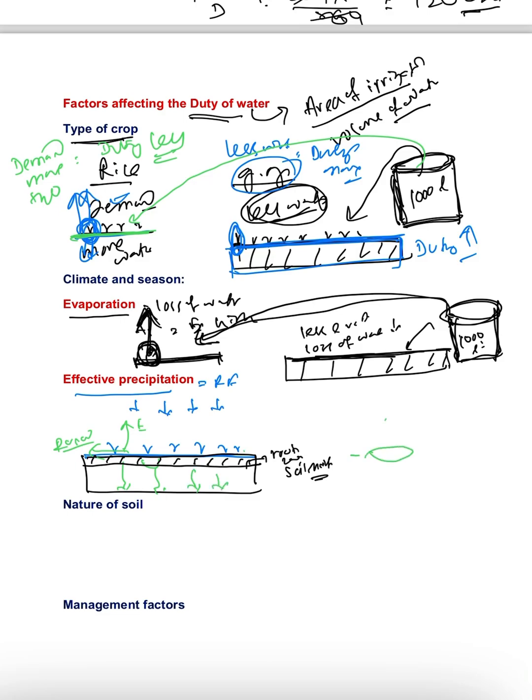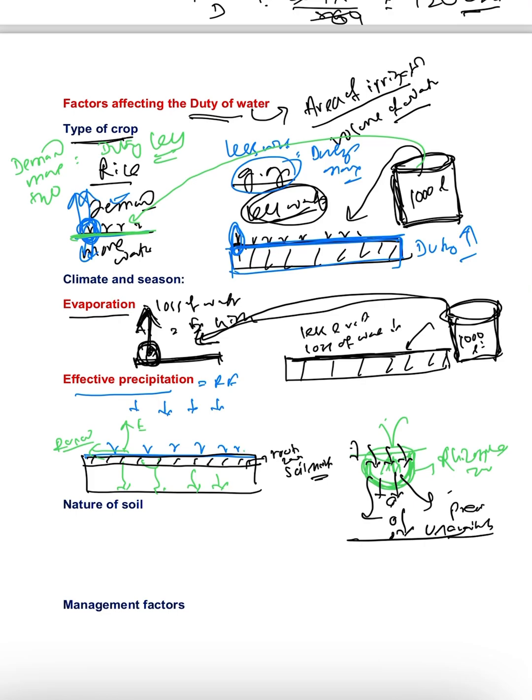So this is the crop, this is the root. Okay, this is the root or rhizosphere zone. If the water, after infiltration, goes downward beyond the root zone, it becomes unavailable to the crop. So this is called the precipitation loss.